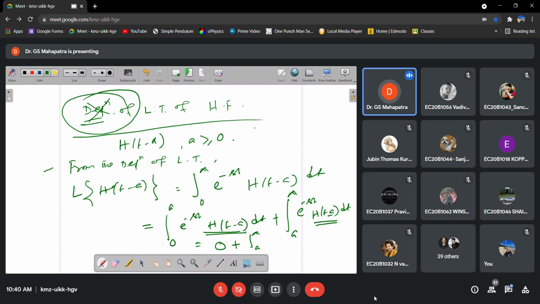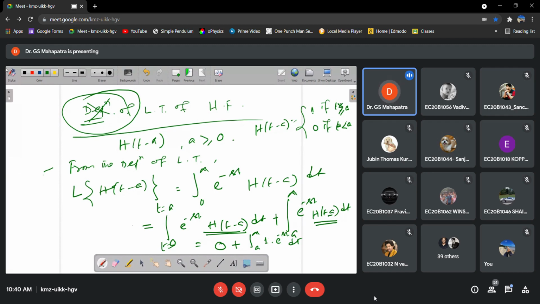You are telling like by guess, or what is h of t minus a? It's 1 for everything greater than or equal to a, sir, if t is greater than or equal to a, and 0 if t is less than a. Correct. So that's why 0 to a, the value is 0. Here it is 1, so 1 into e to the power minus st dt. Clear? Yes, sir.